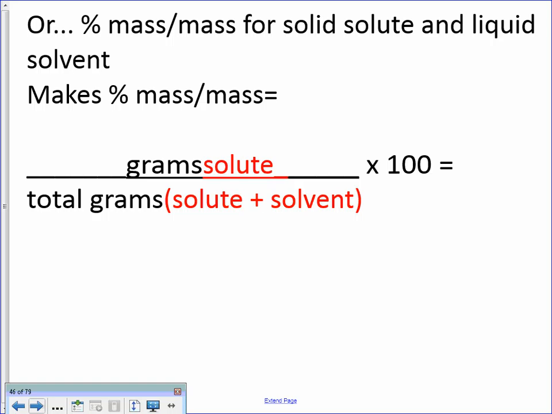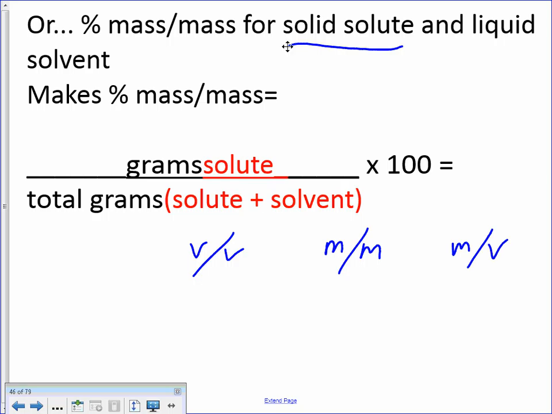So this would be sometimes written in a problem where you have a solid solute and a liquid solvent, but they would give it to you in grams instead of in milliliters. So that would be mass to mass. And occasionally, so we did volume to volume, we did mass to mass. Sometimes you'll see mass to volume like this. And so you just have to go with the flow. If it says to do mass to mass, look for the grams solute, look for the grams total, divide.